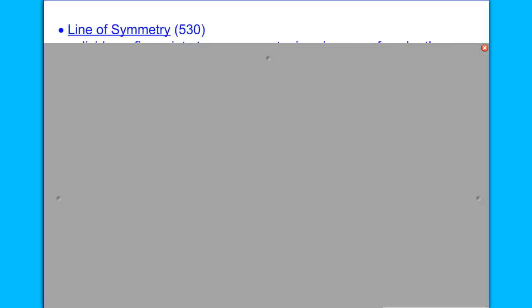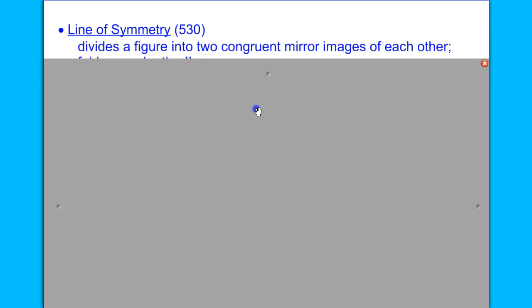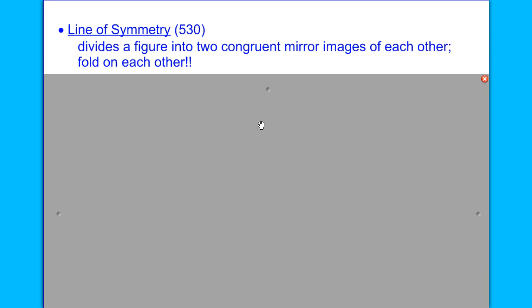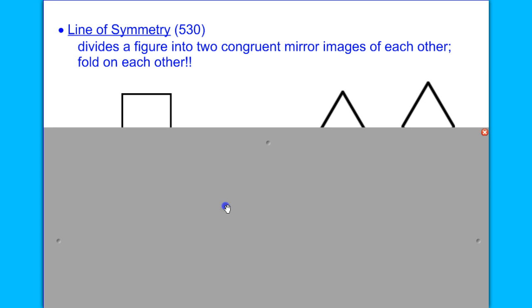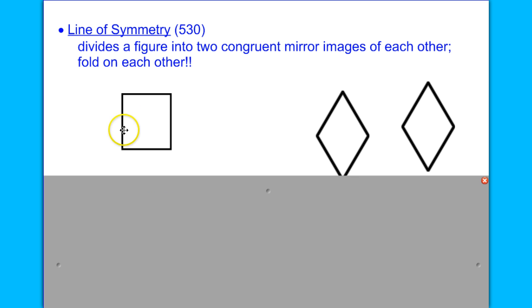Okay? The final question you might see in your assignment today has to do with lines of symmetry. And we have said that a line of symmetry divides a figure into two congruent images of each other. We could fold it on each other, right? So the question is, how many lines of symmetry does a square have? This should be a square. How many lines of symmetry? And tell me, where could I draw a line across this figure where it could fold right on top of itself? Where could I do that?